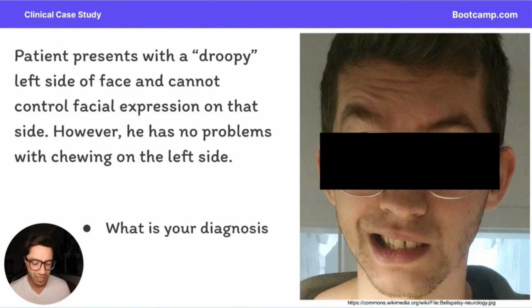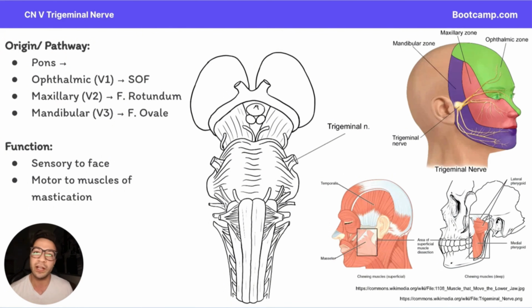All right, so now we have another case which is going to help us learn the next cranial nerves. So in this case, we have a patient with a droopy left side of the face who cannot control facial expression on that side. However, their chewing on the left side seems to be fully intact. So what is going on here? Well, this is going to be involving a couple of cranial nerves, so let's break these down.